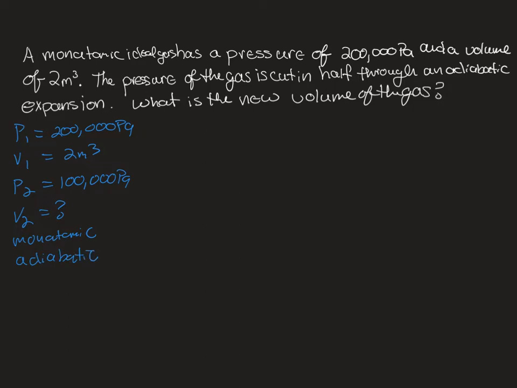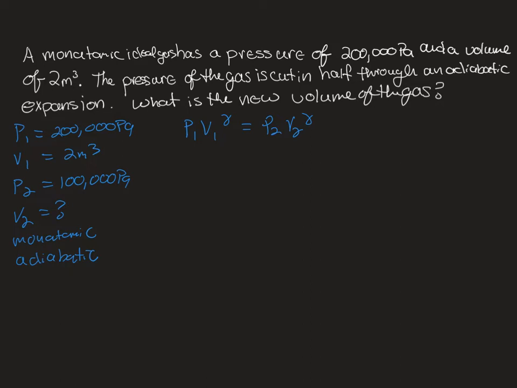Now we don't know what the temperature of the gas is, which means we can't use the ideal gas law to solve this. But I do know that the expansion is adiabatic. Now we're not working with energy in this particular problem. There's no mention of energy, which tells me I need to use the relationship P1V1 raised to the adiabatic index equals P2V2 raised to the adiabatic index.